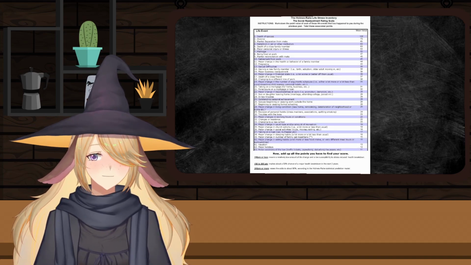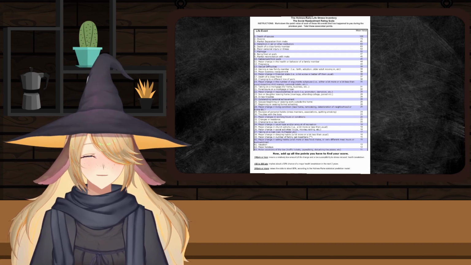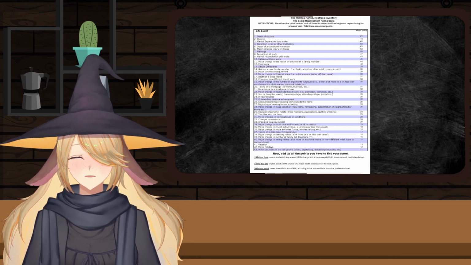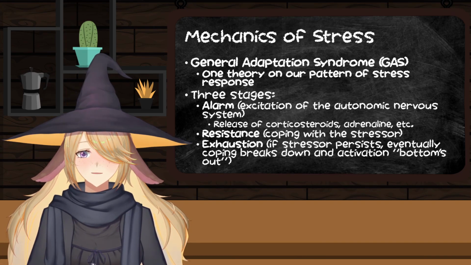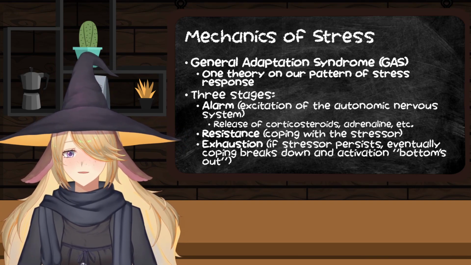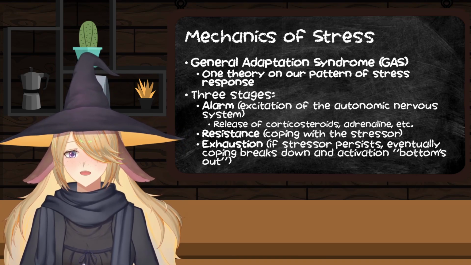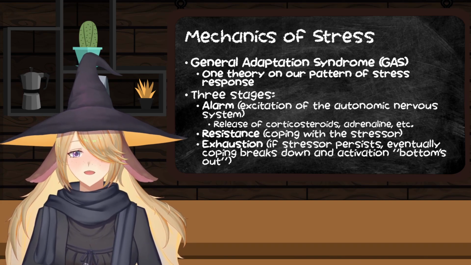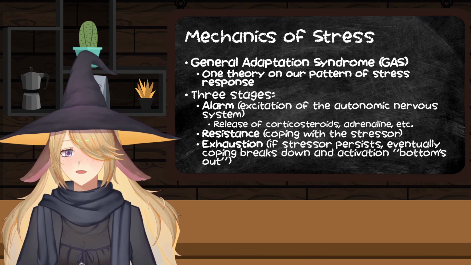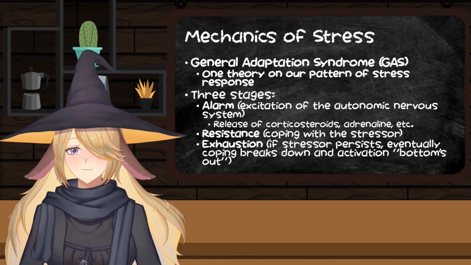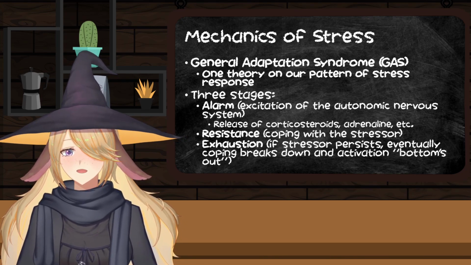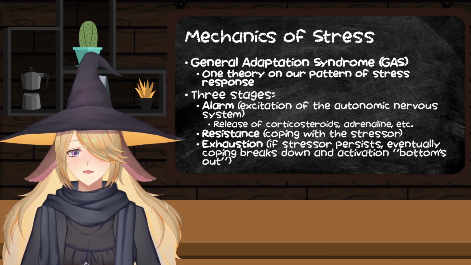So, this is again the SRRS, but I wanted to break it down into a bigger point because this is honestly very difficult to read. So, moving on, how do we understand the mechanics of stress? Well, one theory, and one that I like, is that there is an identifiable pattern to how we deal with stress that falls under the general adaptation syndrome, or GAS. So in GAS, there are 3 stages for how we deal with stress.